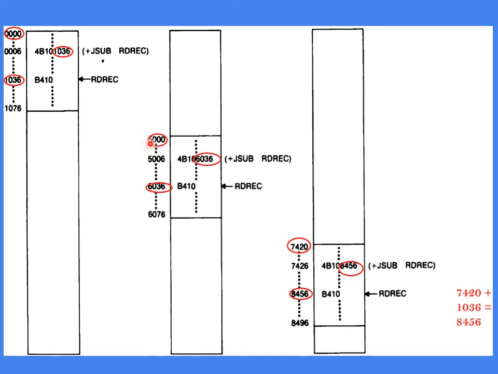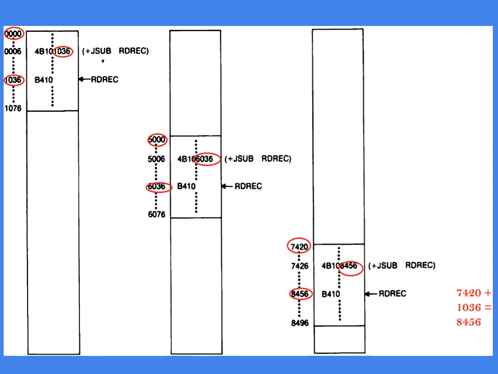You are adding the displacement value to the base address in order to get the actual address. So even if the object code is generated as 01036, if you add that value to the base address, that is, if you add 01036 to 5000, you will get 6036. You will get the actual address, right?